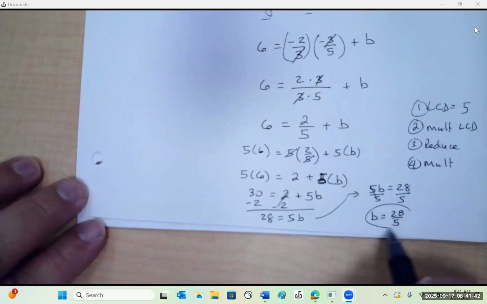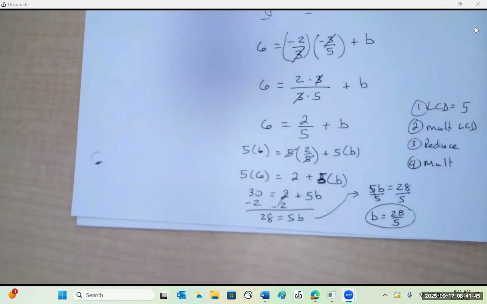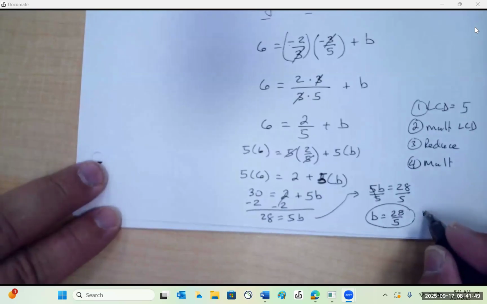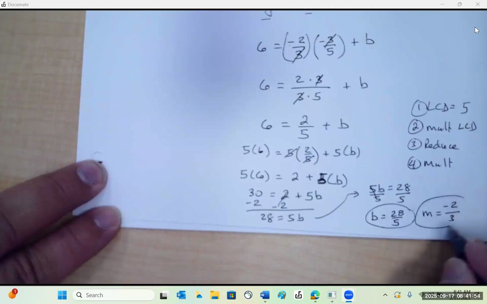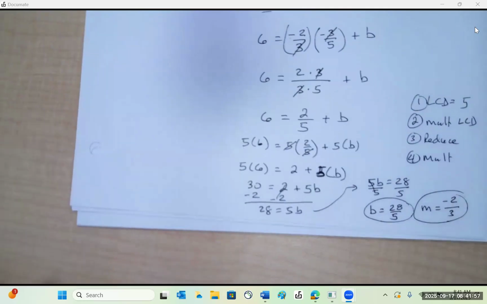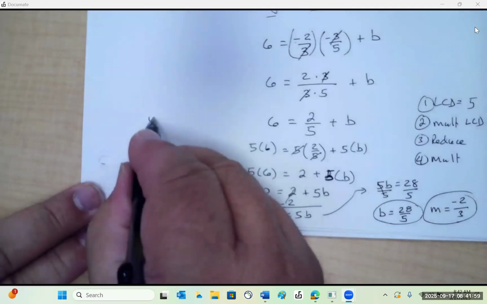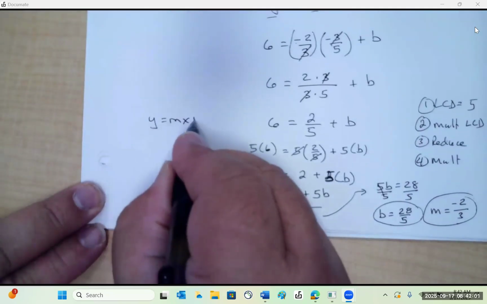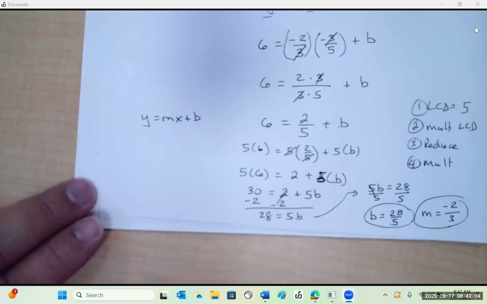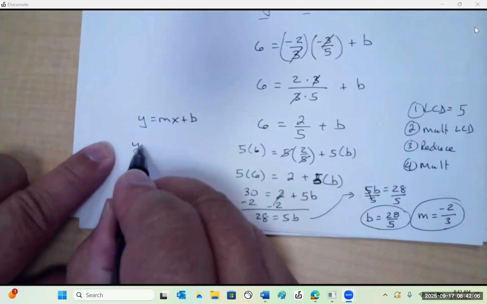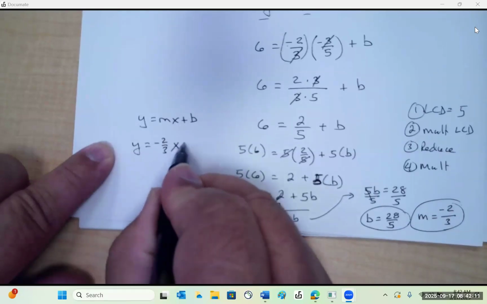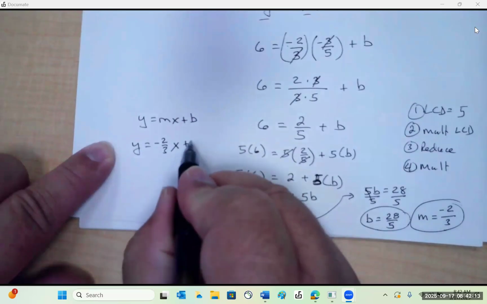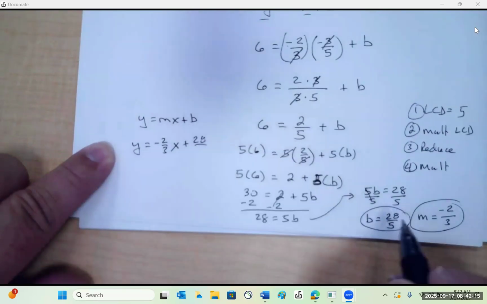So there's your y-intercept. What's our slope? Our slope was negative 2/3. That was given in the equation. So plug them in there. M is negative 2/3 x, and B is 28/5.